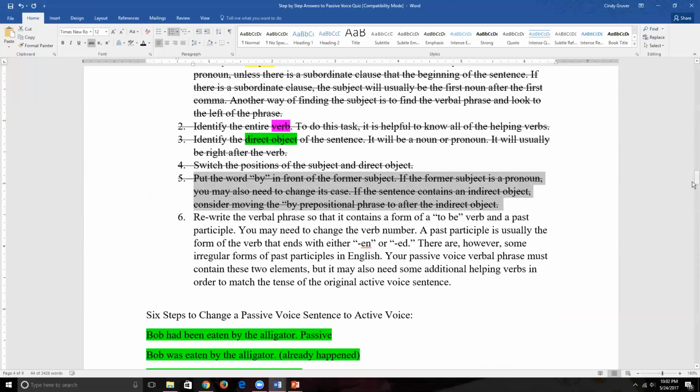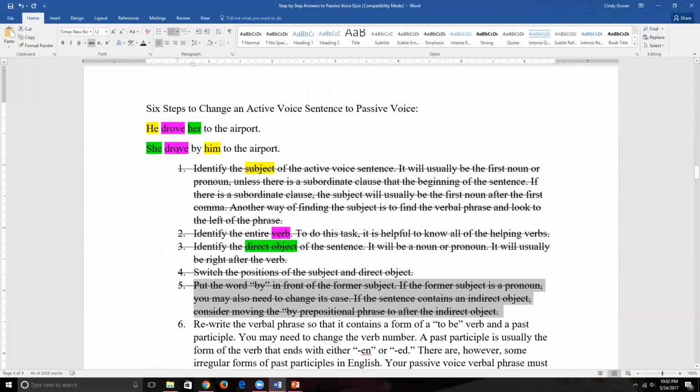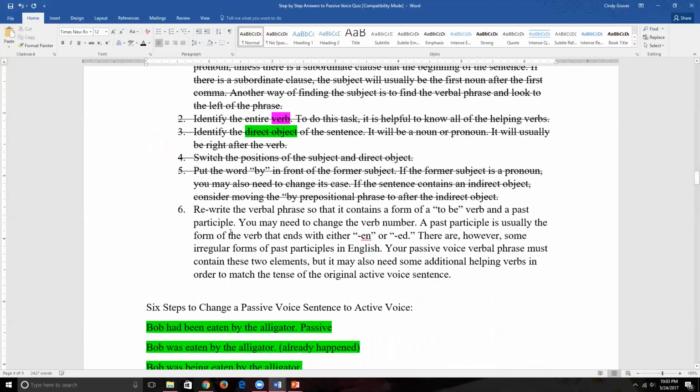Now we're ready to rewrite the verb. Okay, well, we've already figured out that the past participle of drove or drive is driven. So we're going to put that in here. And drove is past tense, so we'll need to use a verb that is a to-be verb that is past tense, and so we'll use was. So we started out, he drove her to the airport, and now we have she was driven by him to the airport. They mean the same thing. The only difference is one is passive, the other is active. They have the same tense. So we are done with that task.